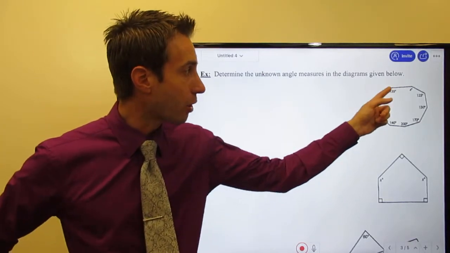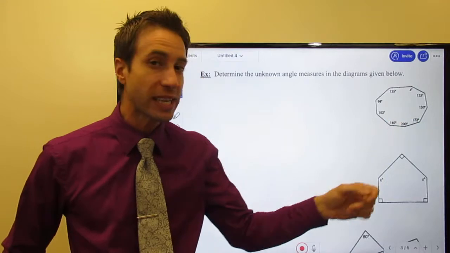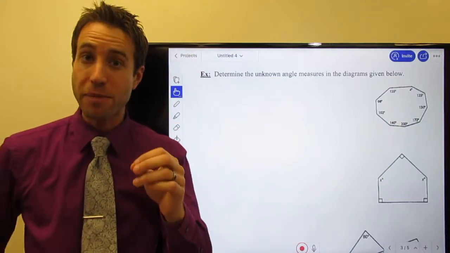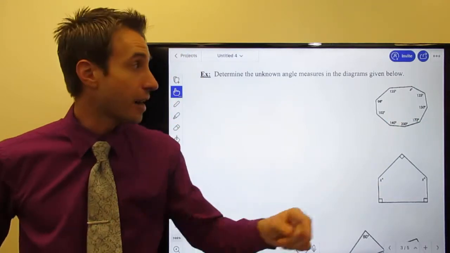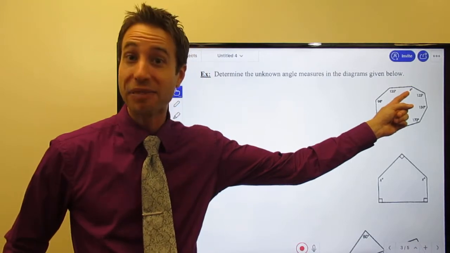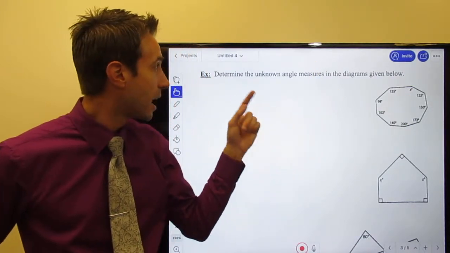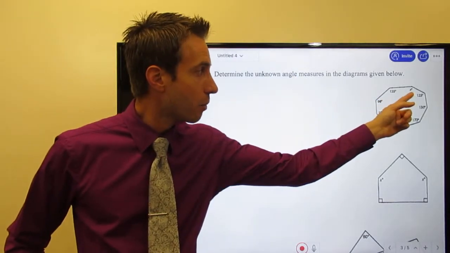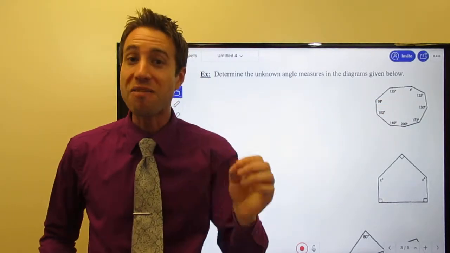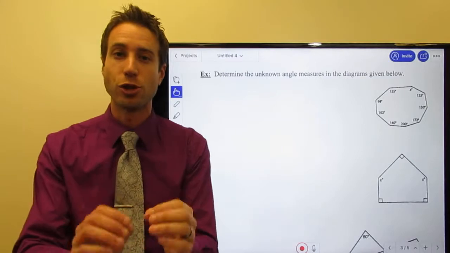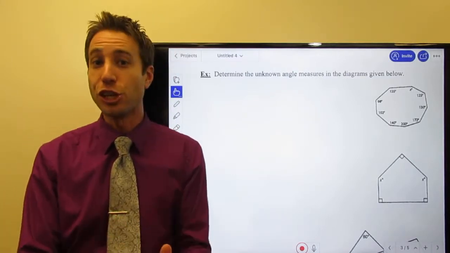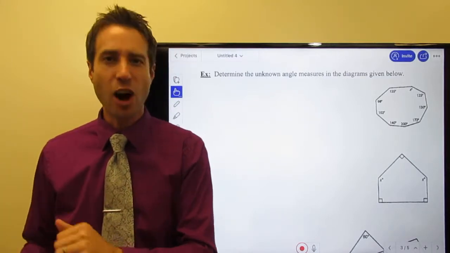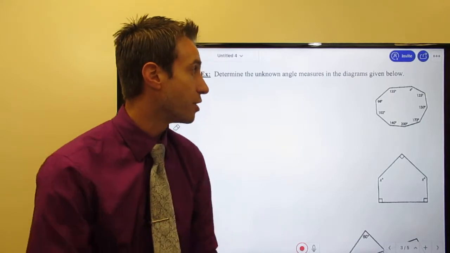I've given you a polygon right here, and what you can see is that one of the measures of the interior angles is missing. I've given you a variable, and I've asked you to determine the unknown angle. I want to know, what is the measure of that missing angle? So let's jump right into this using what we looked at on the previous pages of the notes.